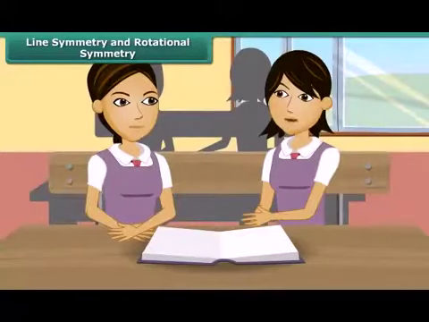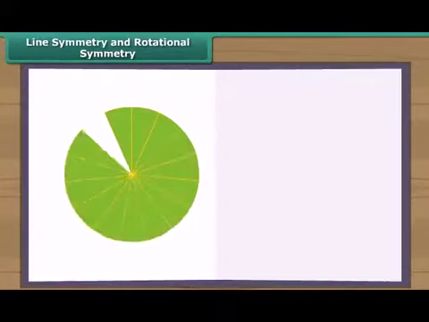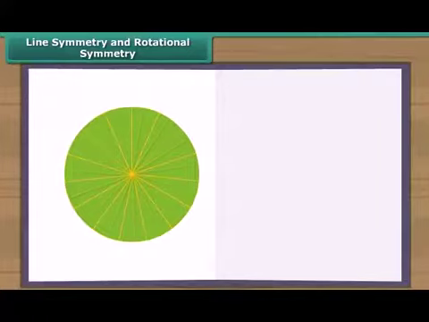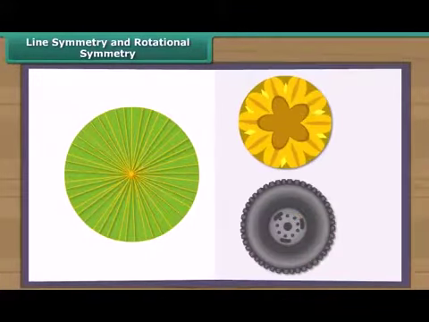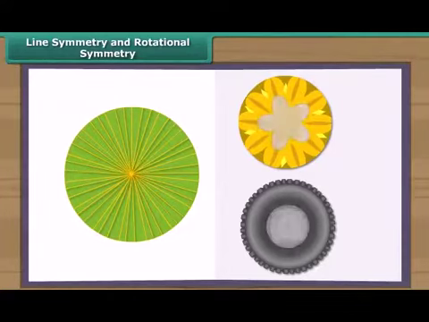Do you know which is the most perfect symmetrical figure? Is it a circle? Yes, the circle is the most perfect symmetrical figure. It can be rotated around its center through any angle, and at the same time, it has an unlimited number of lines of symmetry. Observe these circle patterns. Every line through the center forms a line of symmetry and it has rotational symmetry around the center for every angle.